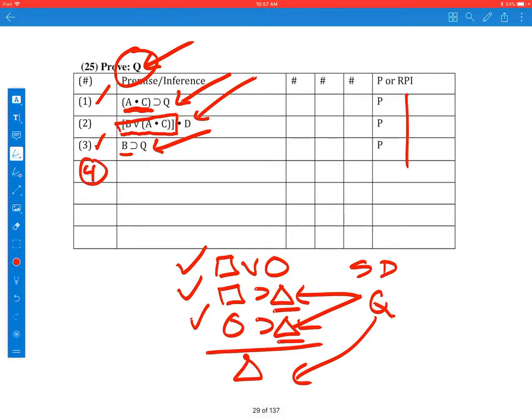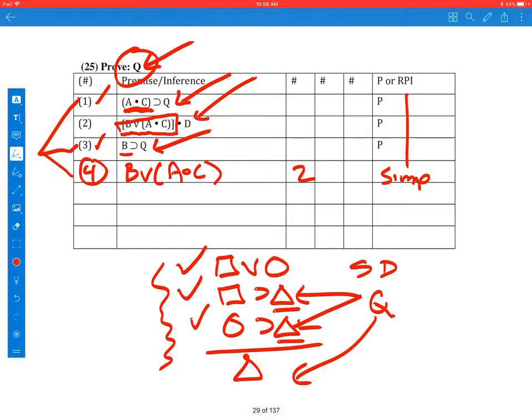Well, that's simple enough to do because line 2, the main operator, is a conjunction. So we can simplify to B or A and C. Let's write where that came from: line 2 by simplification. So now we have all the parts we need, 1, 3, and 4. Those three parts are all the parts we need for the simple dilemma. So if we do the simple dilemma, we get Q. 1, 3, and 4, simple dilemma.